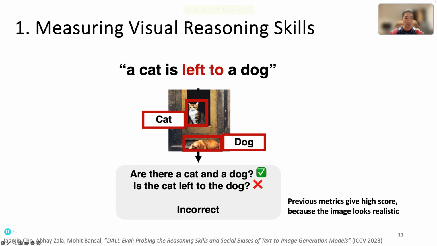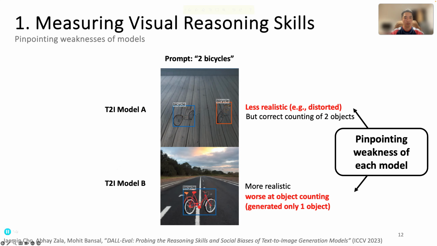While the previous metrics give a high score to this image as it looks real, our skill evaluation judges in terms of spatial relation and marks this example as incorrect. One advantage of skill-based evaluation is that we can now pinpoint text-to-image models' weaknesses. As shown in the examples, given the prompt, model A generates less realistic images but shows more correct counting capabilities. In contrast, model B generates more realistic images but makes mistakes in counting. With the skill-based evaluation, we can have a better understanding of how we should improve our text-to-image models.